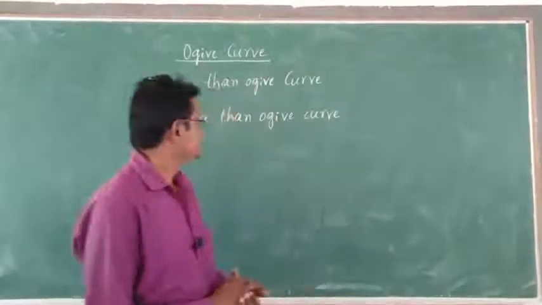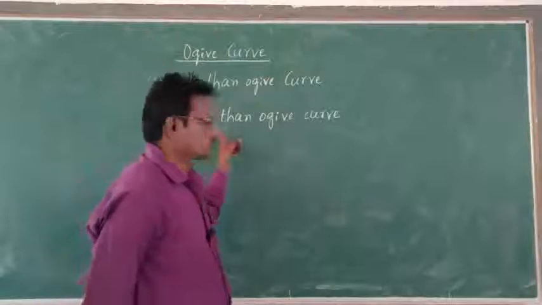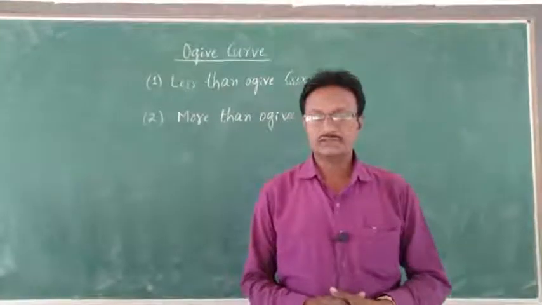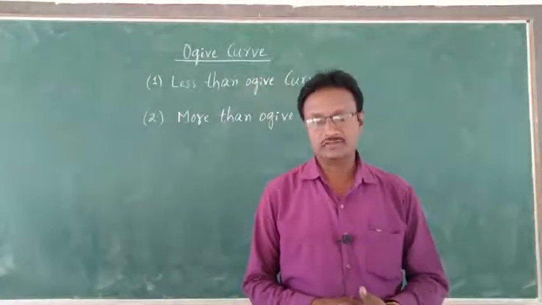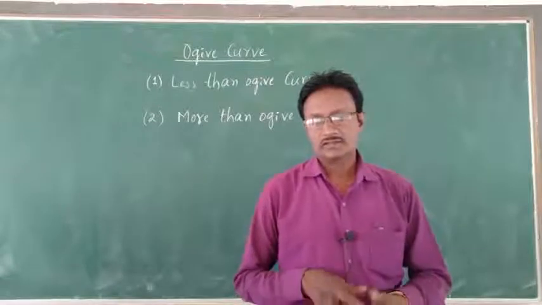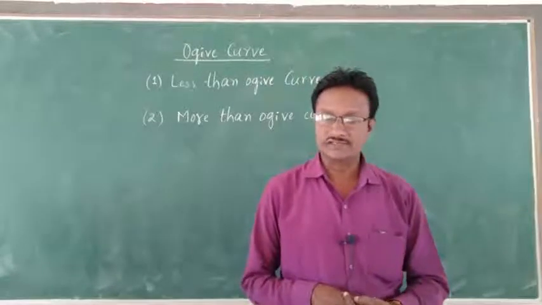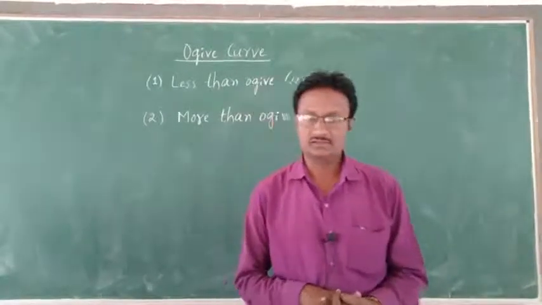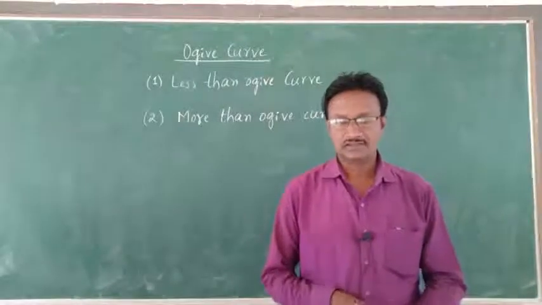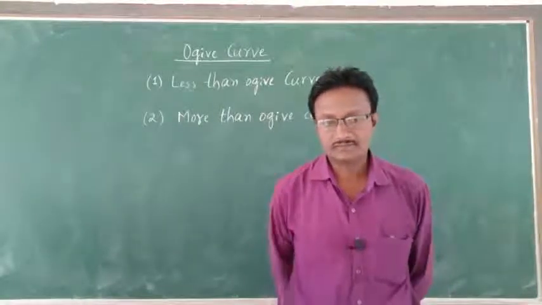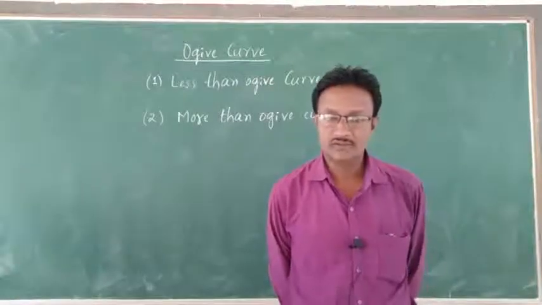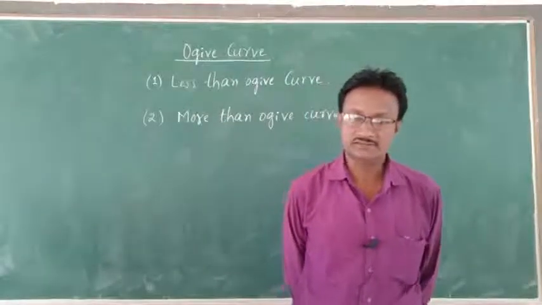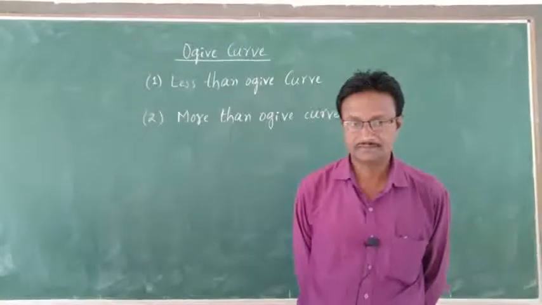And next, we study about more than ogive curve. A smooth curve drawn for more than cumulative frequencies and lower class boundaries is called more than ogive curve. The smooth curve drawn corresponding to lower class boundary and more than cumulative frequency is called more than ogive curve.